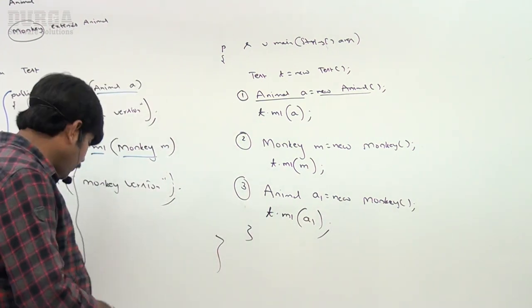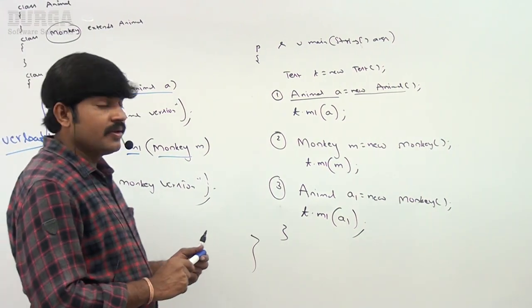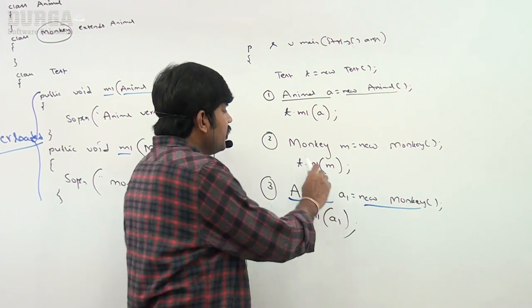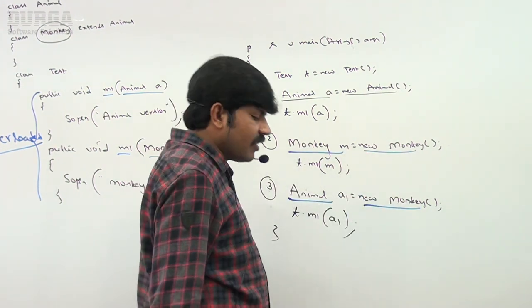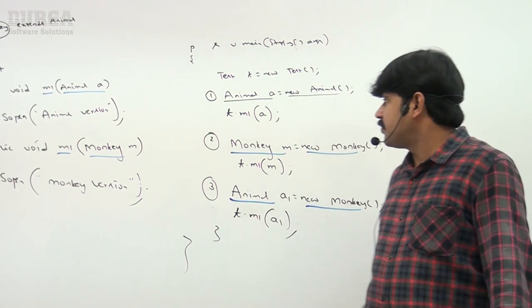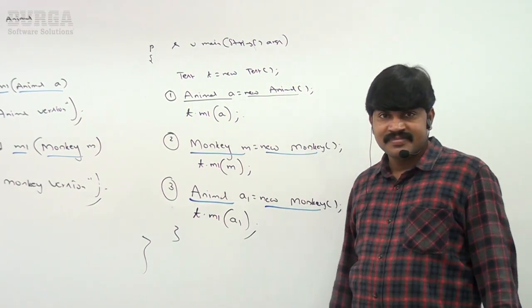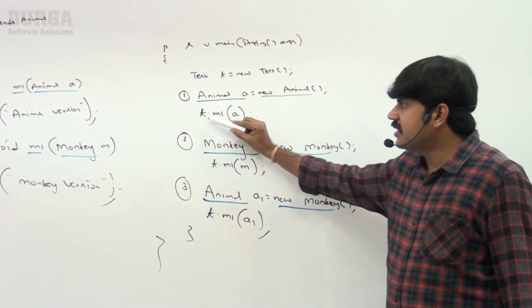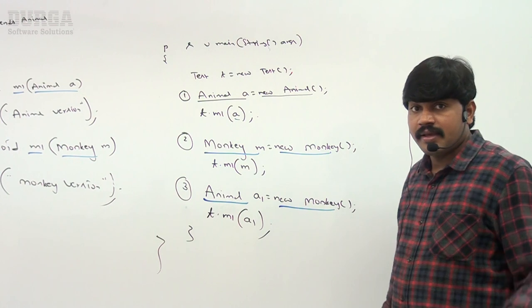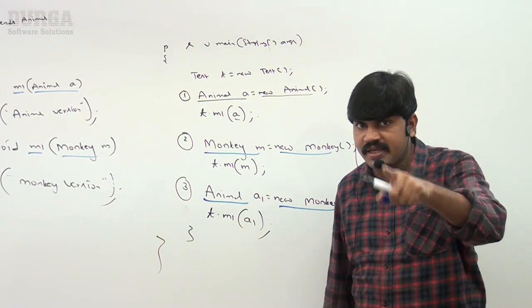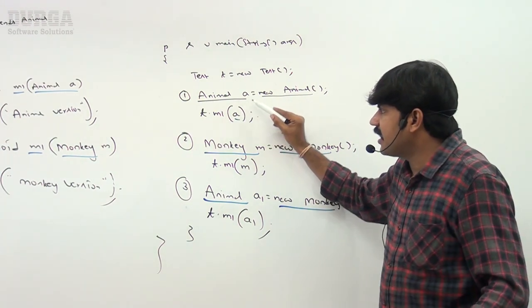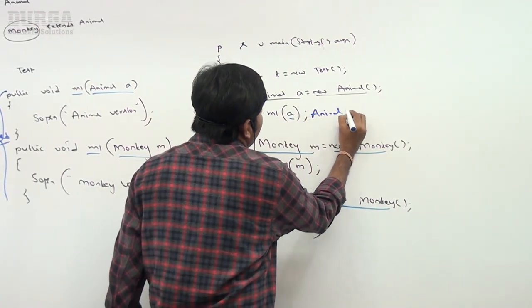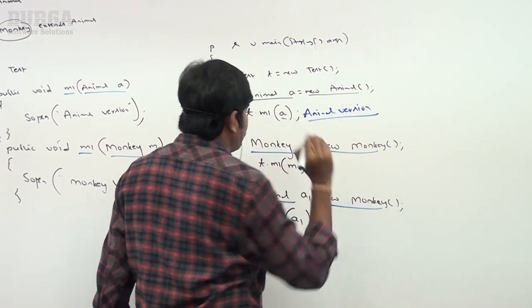Wow, wonderful case, sir. More concentration must be required. Parent reference can be used to hold a child object, no problem at all. Here, child reference, child object. Can you please confirm which one will get the chance in the first case? Observe carefully. Animal reference, animal object, t.m1 of a. Exact match will get the priority. Animal version, don't keep any doubt at all. I will execute. Don't worry, sir.